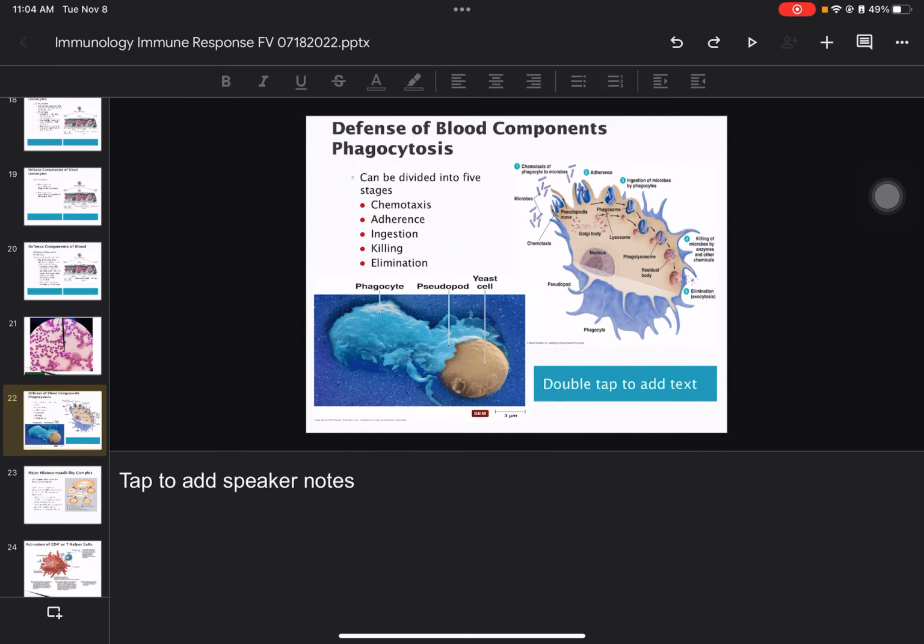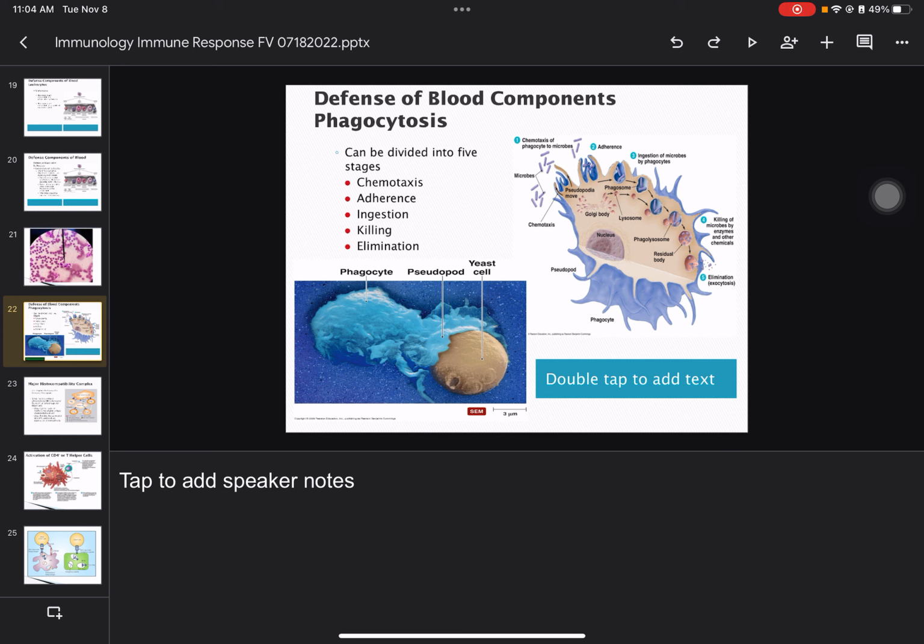Not fun. All right, I want you to know the process of phagocytosis. So the process of phagocytosis, I know some of you like to do these, what do we call them, mnemonics, right, or these little acronym things. If you remember CAKE, you'll always know the process of phagocytosis. CAKE stands for C, chemotaxis; A, adherence or attachment; I, ingestion; K, killing; and E, elimination.